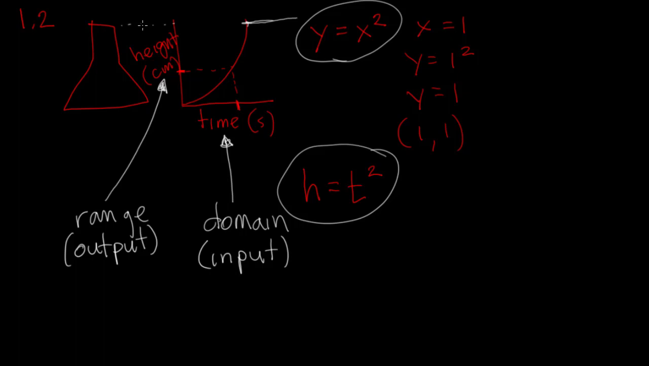So those are your domain and your range, your input and your output variables. The domain always refers to your x-axis. The range always refers to your y-axis. Now I'm going to erase these and we're going to talk about the second new concept.